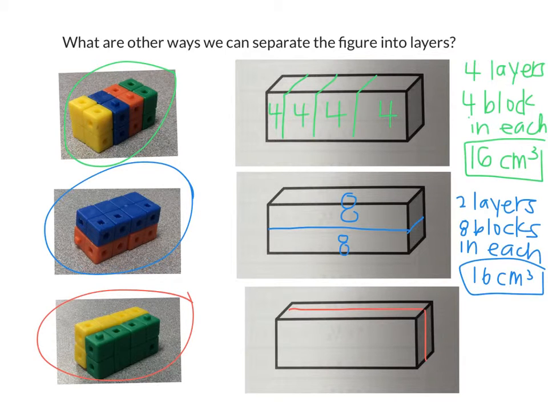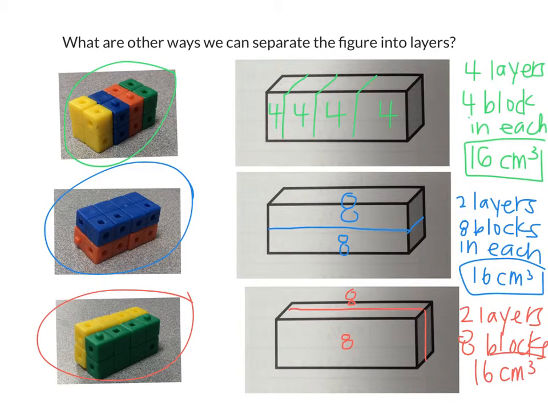How many blocks are in the front green layer? 8. Okay, let's write an 8 to show that there's 8 in the front green layer. How many are in the back yellow layer? 8. So let's put an 8 back there to show that there's 8 in the back. So each one you always have to write the number when you're cutting it to show how many blocks are in that layer. Okay? How many layers are there total? 2. 2 layers. How many blocks are there in each layer? 8 blocks. 8 blocks in each. So how many blocks altogether? 16. What's the volume? 16.